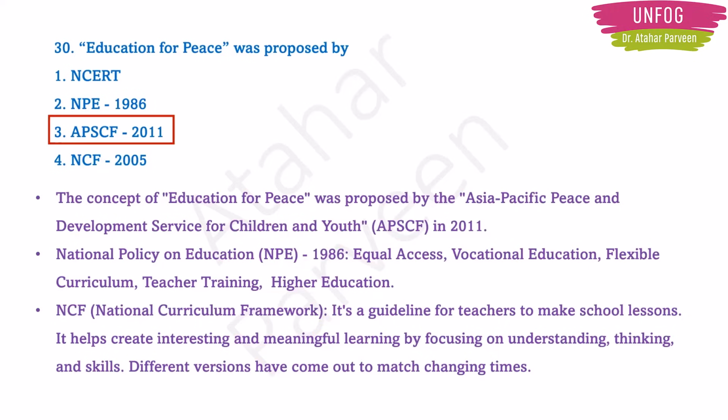Okay. Talking about NCERT, we all know that it's National Council of Educational Research and Training. So this is also an autonomous organization which was set up in 1961 by the Government of India, and this institute actually assists and advises the central and state governments on policies and programs for improvement in school education. Basically, this NCERT is related to school education, you can say. Then talking about NPE 1986, it is National Policy on Education. It actually stressed on equal access, vocational education, flexible curriculum, teacher training and higher education.